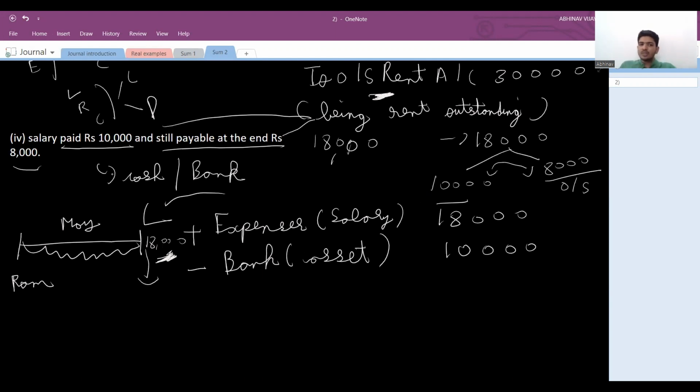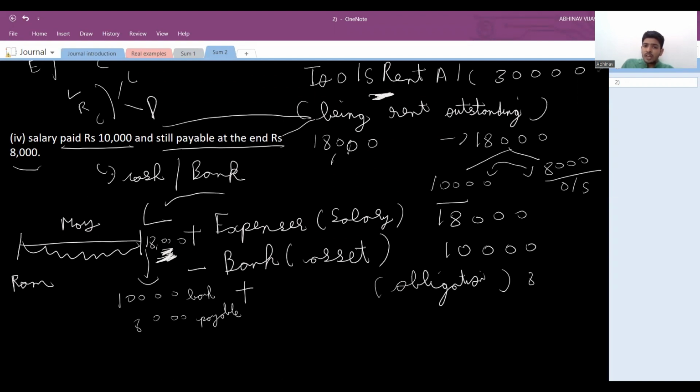It doesn't matter if cash is paid or not. This 18,000 is the entire salary. So out of the 18,000, 10,000 they paid cash. Sorry, here they paid bank. And remaining 8,000 is payable. Payable means outstanding. So here 8,000 is payable, meaning an obligation or a headache. It is the headache of the firm to pay the 8,000 rupees. So an obligation increases by 8,000, and the name of the obligation is rent payable or outstanding rent. This is the concept.